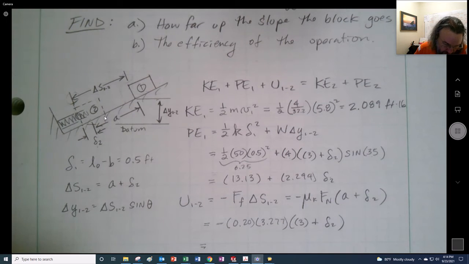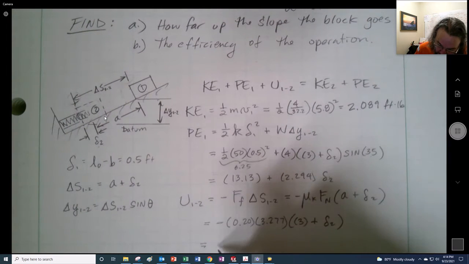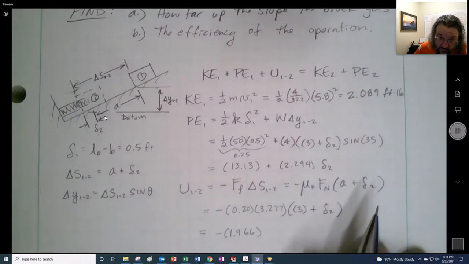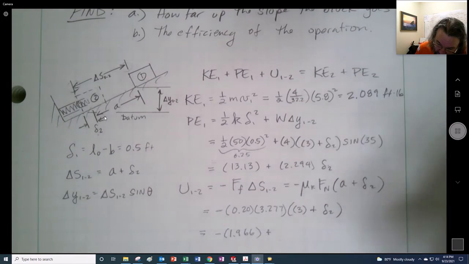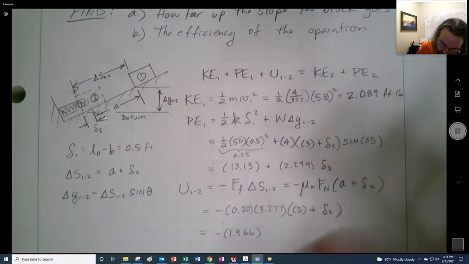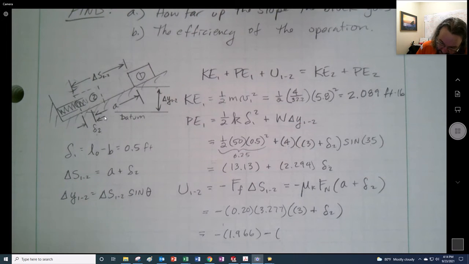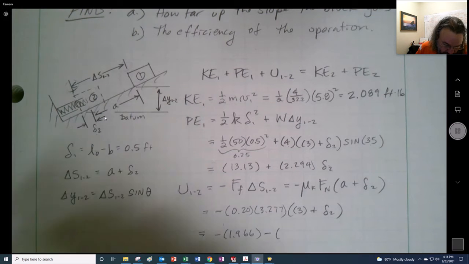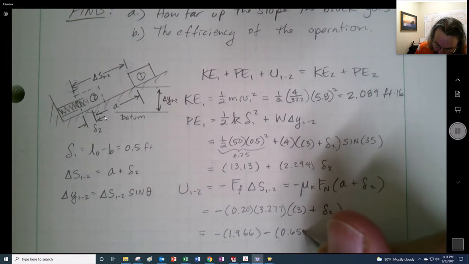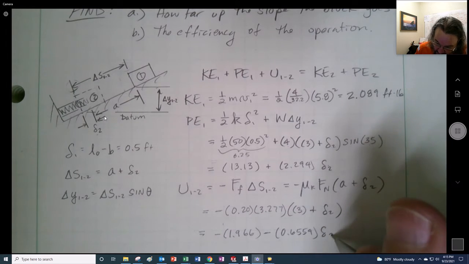So 0.2 times, whoops, we already had that, boom, there we go, 0.2 times that is 0.6553, and then multiply by another 3. Right, so we're going to have a negative 1.966 plus, and oh no, make it minus, sorry, minus. That's going to be in front of del 2, so I should have kept that in there. 3.277, boom. So that's 0.6554 del 2. All right.